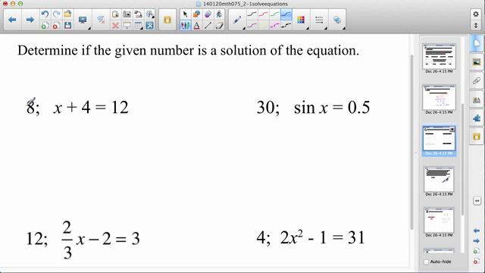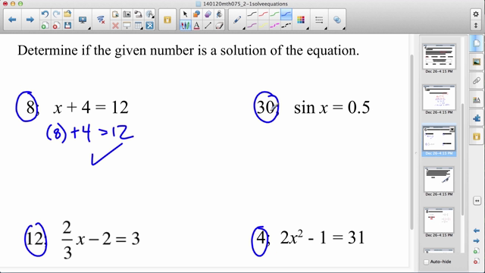Determine, so here is the number that you want to try. So these are all numbers that you want to try, and see if this is a solution to this equation. If I put an 8 in there, I'm just going to do a visual check. Is that true? Yeah, it's true.